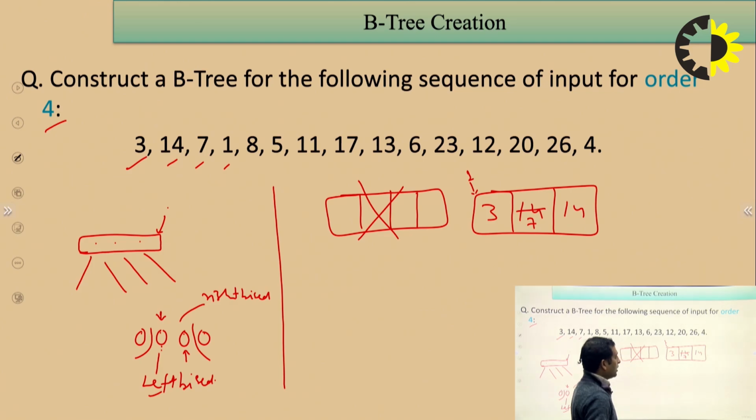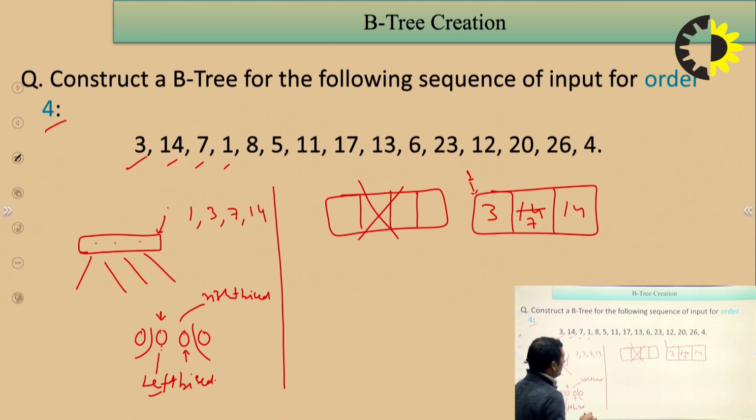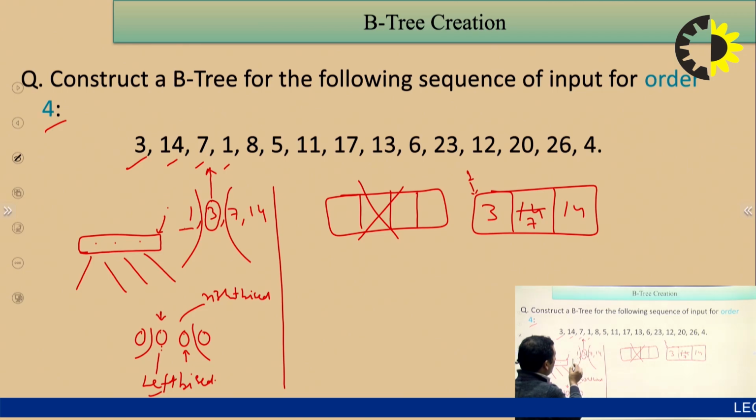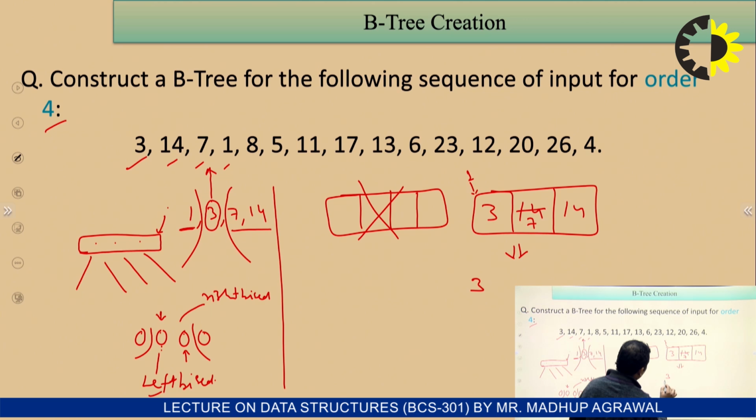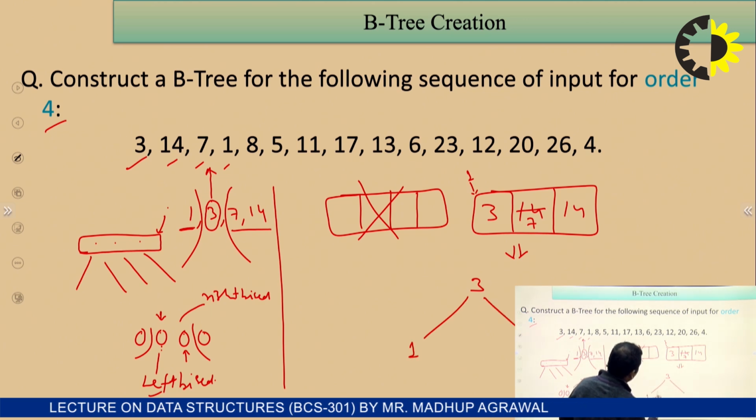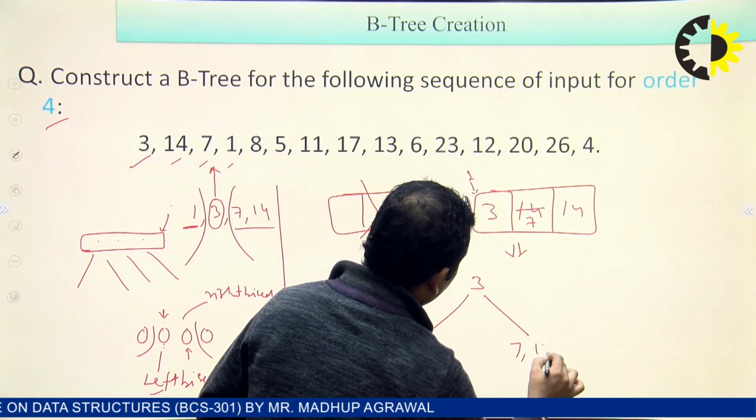So we will consider the left biased splitting. In the key values 1, 3, 7 and 14, if we choose the left biased scenario, then our splitting point will be this one. After splitting, 3 will go upside, the left node contains only one value, that is 1, and the right node will contain 2 values, that is 7 and 14. So our tree will look something like this. The splitting point is 3, and then 2 parts here: 1 and then 7 and 14.